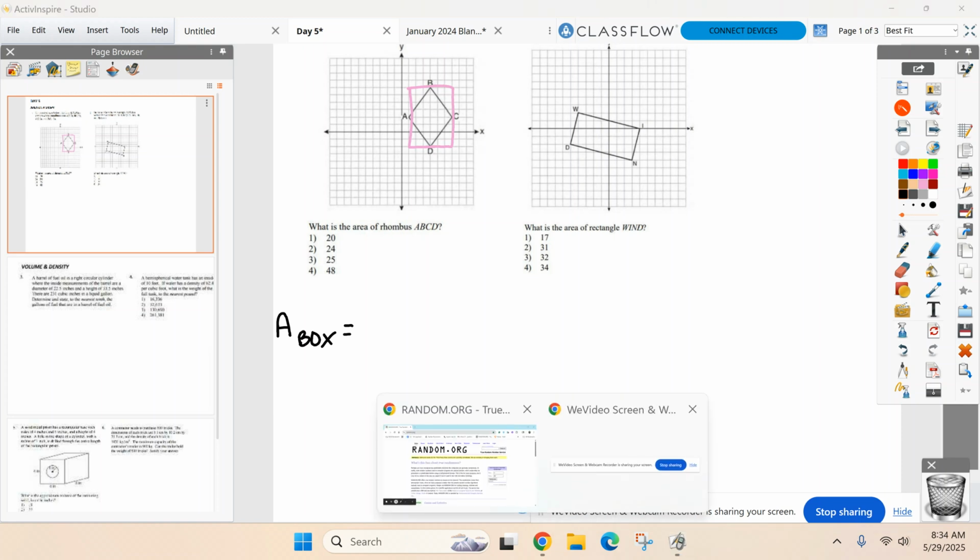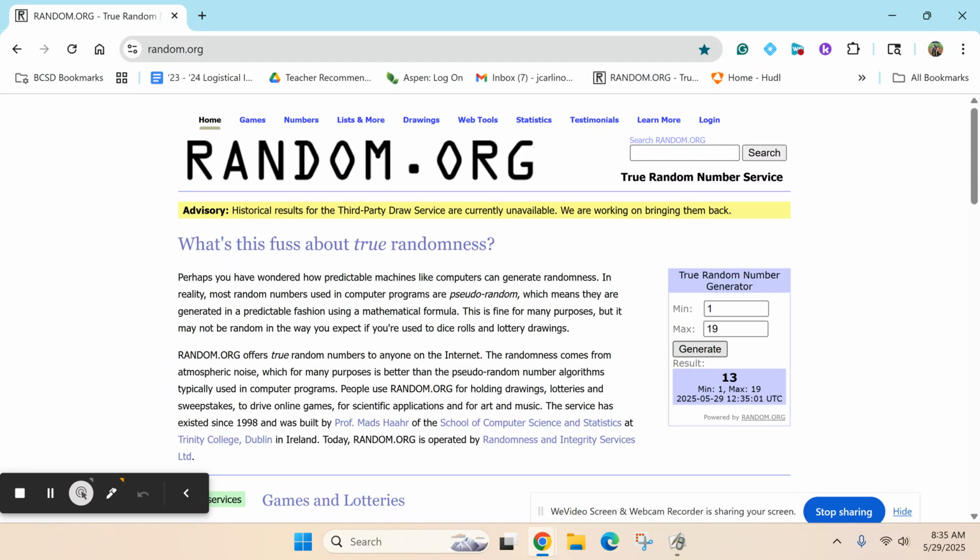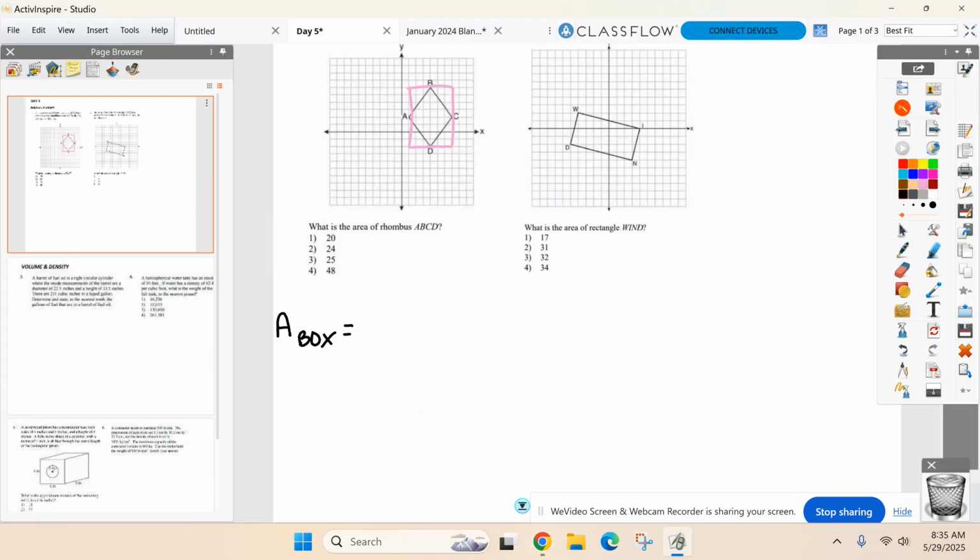What do you have for the area of the box after you're done counting there? Area of your box there, T? 48. It should have been 8 by 6, right, everyone? 8 by 6. And now, inside the box, that's not part of the rhombus, you will see 1, 2, 3, 4 triangles.